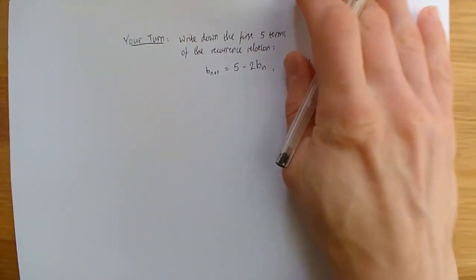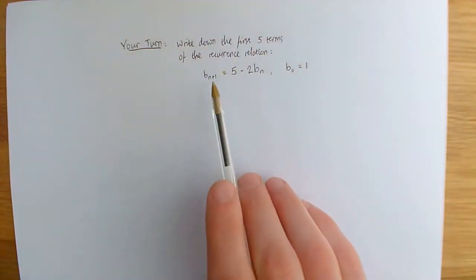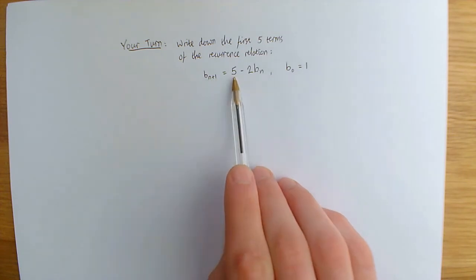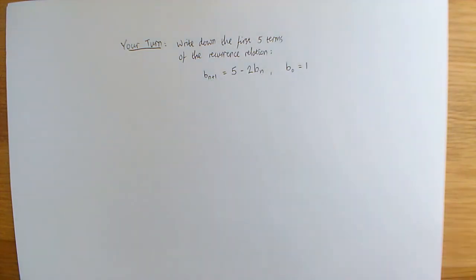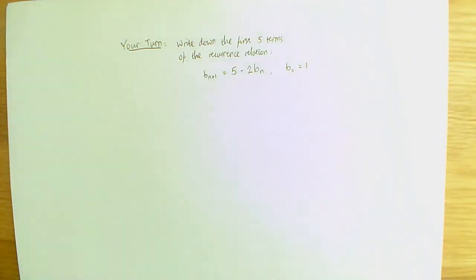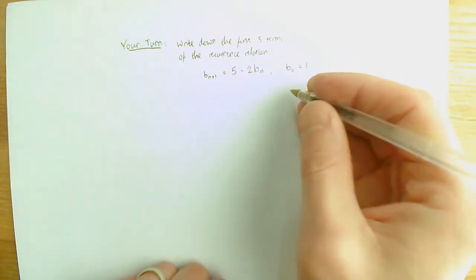Pause the video and have a go and see if you can work through this one. So here are our recurrence relations. Our next term is 5, take away 2 lots of the previous term. So pause the video, have a go, and I'll run through the answer in just a moment. Okay, hopefully you've had a go at that one.